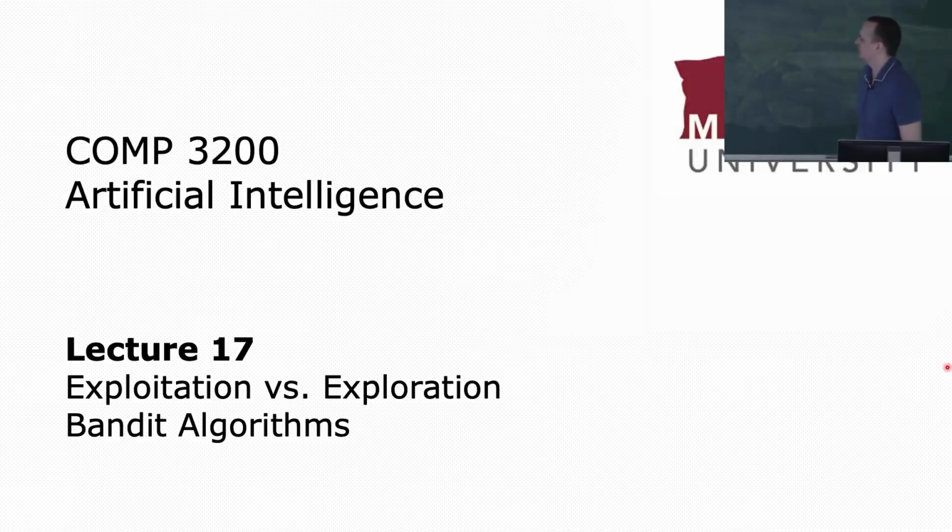Okay, so lecture number 17, we're going to continue on with reinforcement learning topics. Today we're going to talk a little bit more about exploitation versus exploration, and we'll talk about the simplest form of actual numerical algorithmic reinforcement learning, which is a simple Bandit algorithm, and how that helps us to solve the exploration versus exploitation.